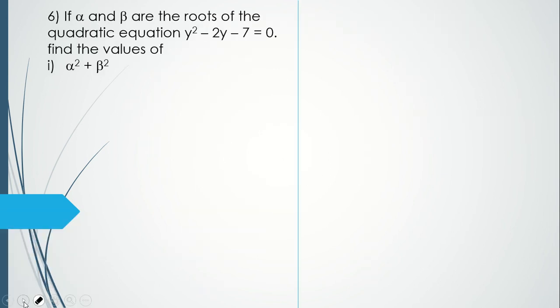Okay, go to the next sum. If alpha and beta are the roots of the quadratic equation y square minus 2y minus 7 is equal to 0, find the values of alpha square plus beta square and alpha cube plus beta cube. So before we get started with this sum, we need to know two formulas without which it will not be possible to solve this sum.